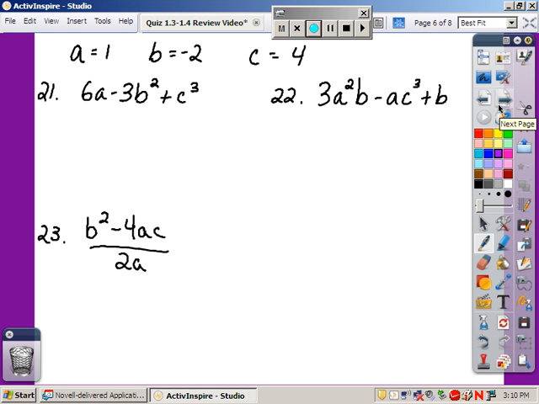All right, these are evaluating expressions. What I suggest for this, if you're going to use a calculator, a lot of students like this, is that anytime you substitute a number in, put that number in parentheses where the variable was. So for this first one, I'm going to do 6 times 1 minus 3, and B is negative 2. So I put that negative 2 there and then square. And C is 4, again in parentheses.